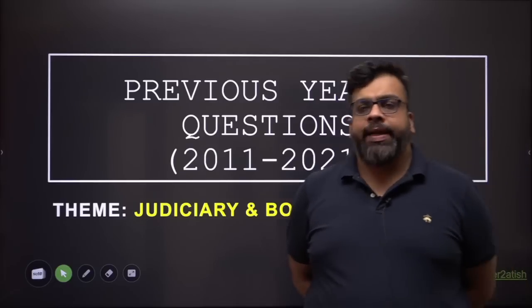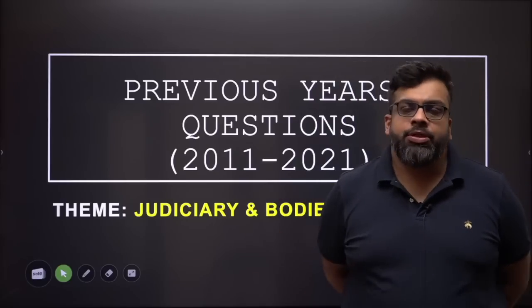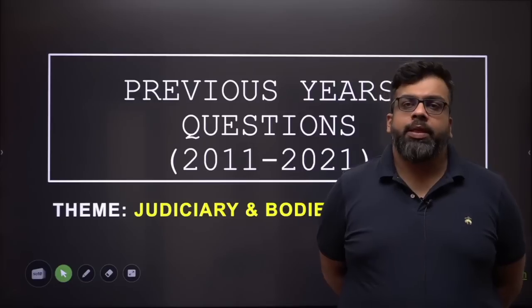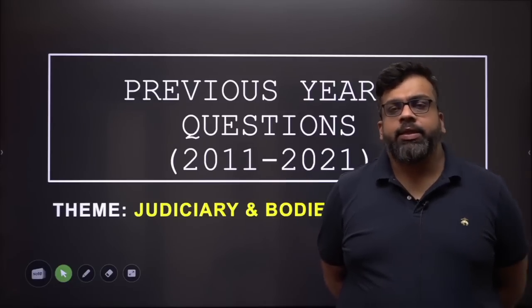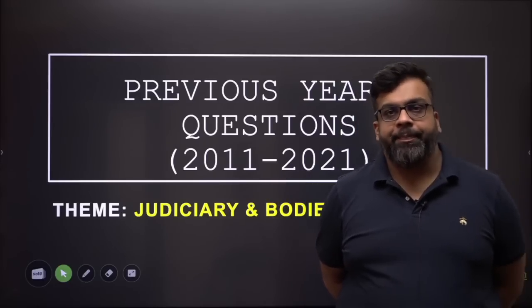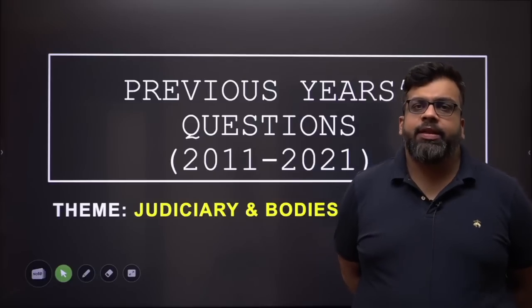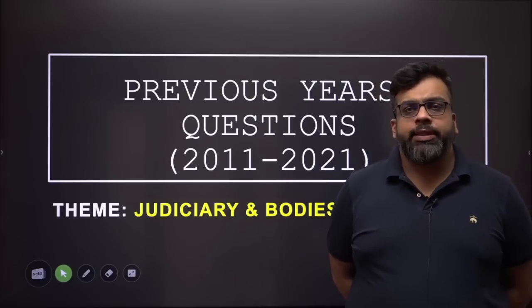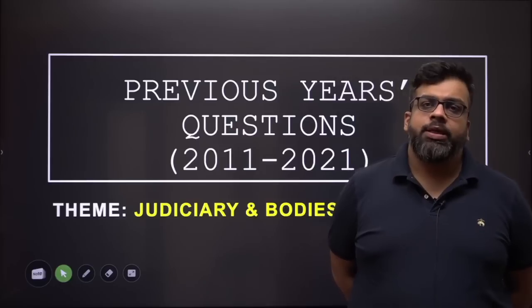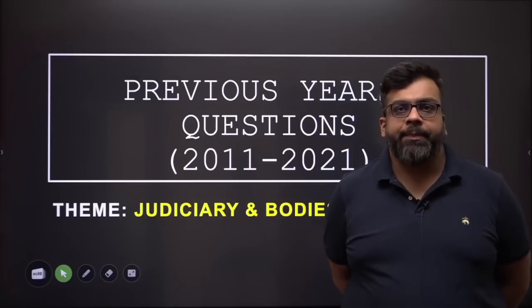Welcome to the third and the final lecture covering previous year questions from the topics Judiciary and Bodies from the years 2011 to 2021 for Polity for the Civil Services Preliminary Exam. Now, I originally had planned to do this in two lectures, but given the fact that there are about 25 questions in total, it makes more sense to just finish it off in one lecture so that you can revise quickly and in a more comprehensive manner.